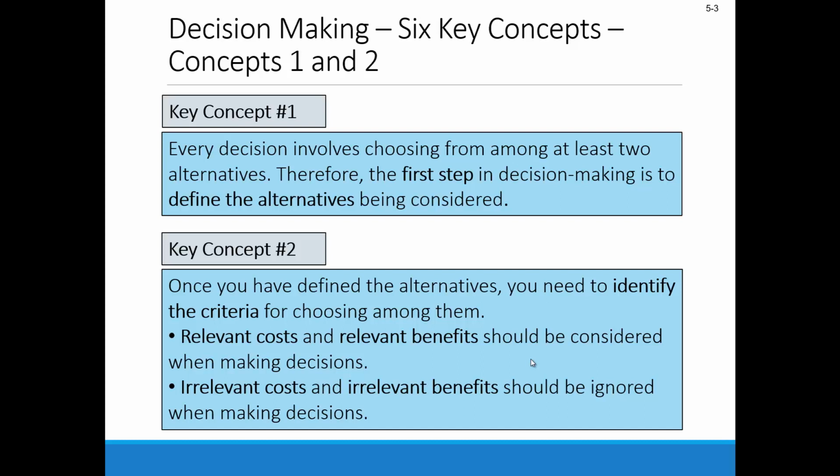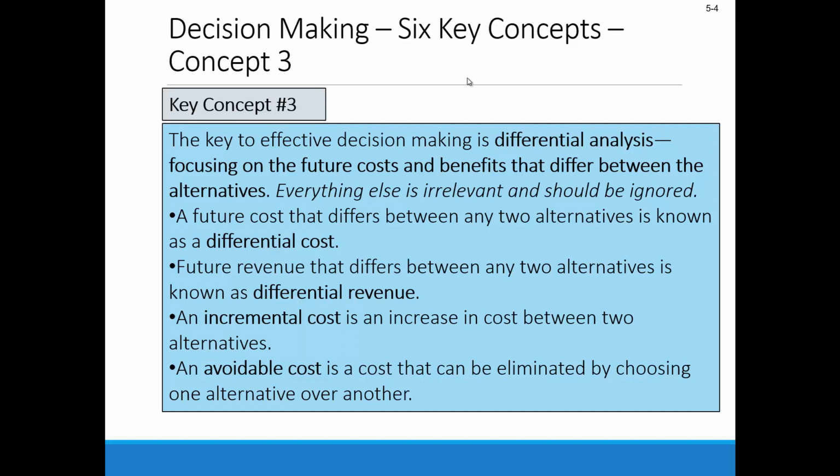So relevant costs and relevant benefits should be considered when making decisions. Irrelevant costs and irrelevant benefits should be ignored when making decisions. Let's talk a little more about what relevance should mean for us from a managerial accounting perspective. So the key to effective decision making is differential analysis, which is just focusing on future costs and benefits that differ between two or more of the alternatives we're considering at the time. Everything else then we'd say is irrelevant and should be ignored.